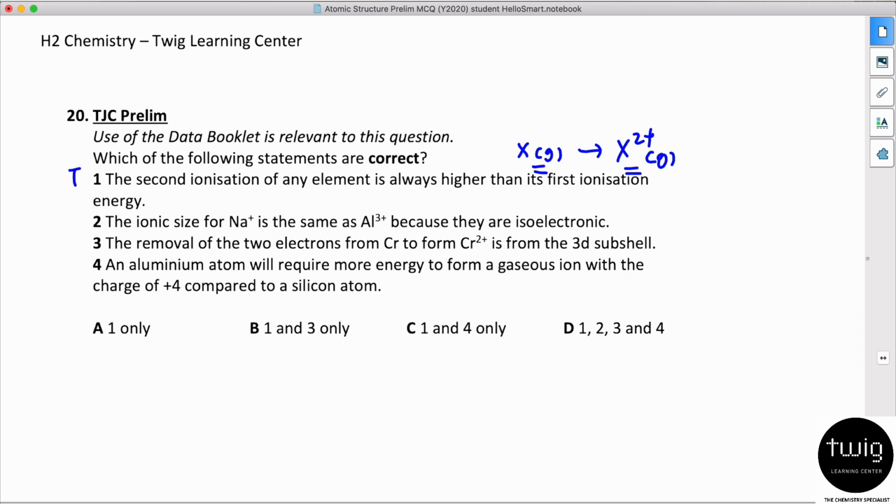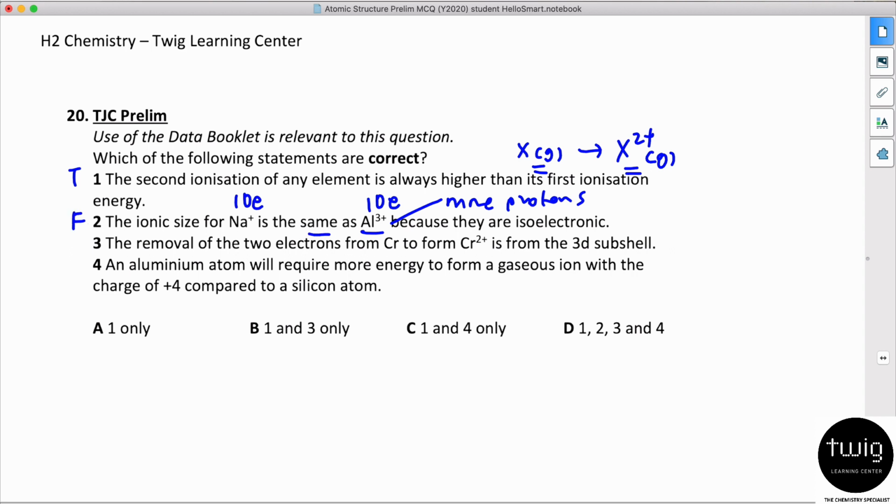The ionic size for Na+ is the same as Al3+ because they are isoelectronic. Even though they're isoelectronic, they have the same number of electrons. Al3+ has 10, Na+ has 10. But you realize that aluminum actually has more protons. Because there are more protons, the 10 electrons are attracted more closely to the nucleus, so Al3+ is supposed to be smaller. So it's not actually the same. So this is false, wrong.